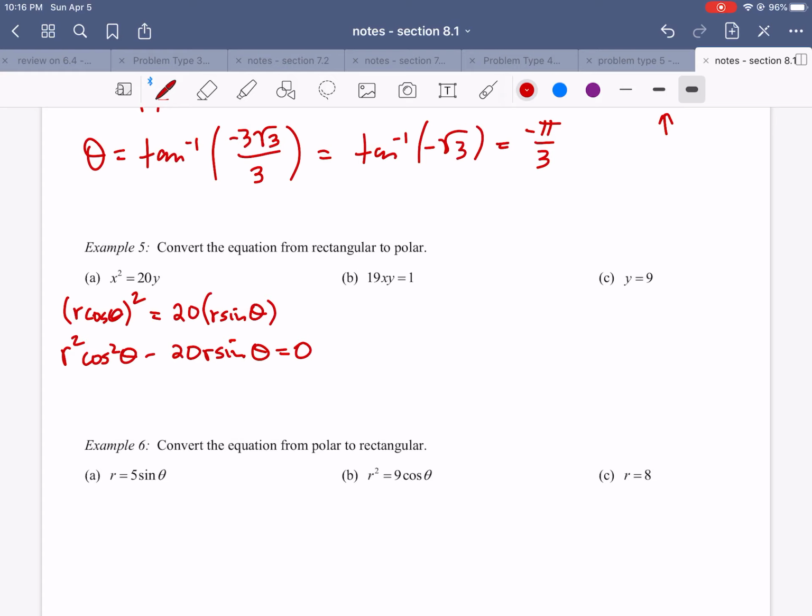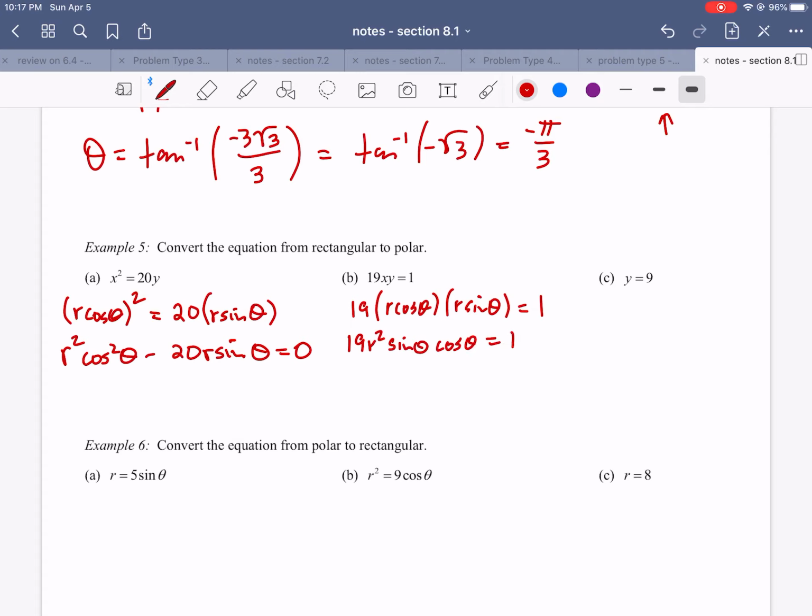Okay, letter B. We're again going to just plug in what we know for x and y. We know that x is r cosine theta, and we know that y is r sine theta, and this is going to equal 1. Now I can take these r's and multiply them together to get r squared. So this is going to be 19r squared sine theta cosine theta is equal to 1.